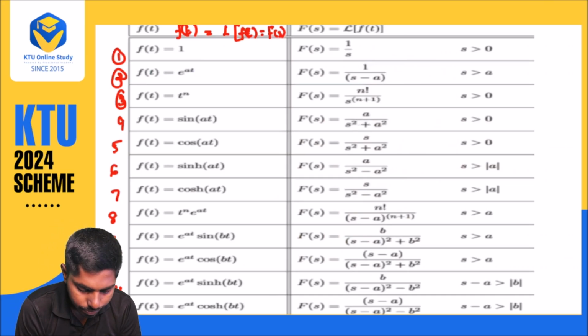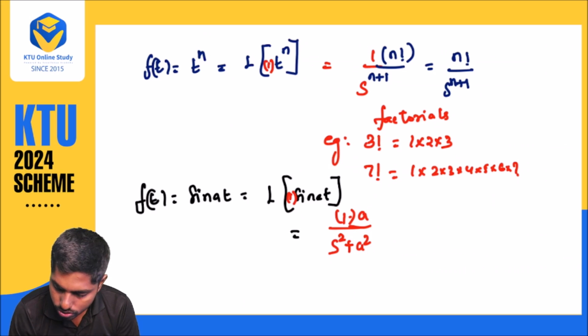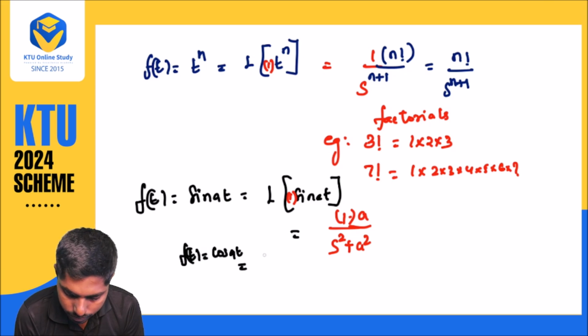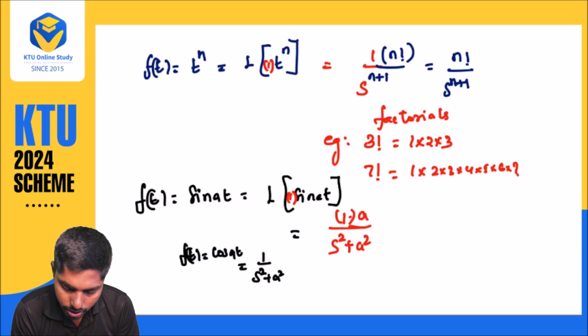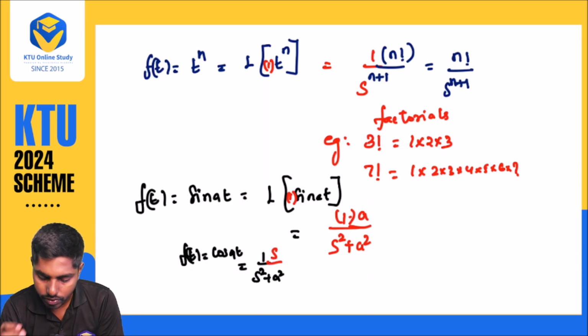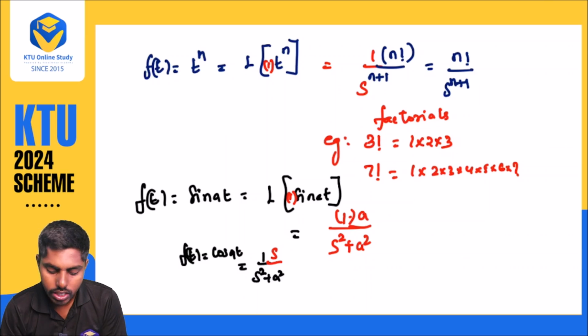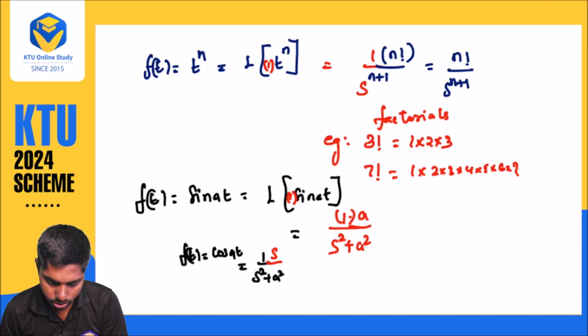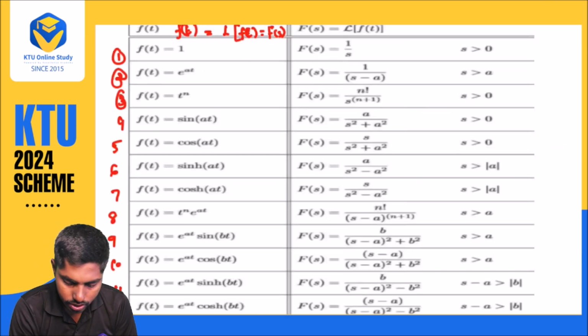Similarly, for cos also. If f of t is equal to cos at, we can write 1 divided by s square plus a square, but for cos, s will be coming above. For sine it is a divided by s square plus a square. If it is cos at, it is s divided by s square plus a square. This is the formula.